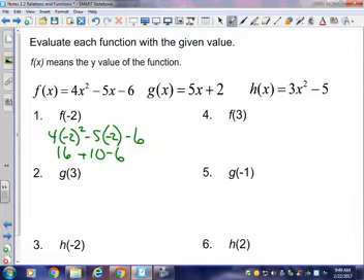So that's 26 minus 6 is 20. So the answer to this question is 20. So when you plug in negative 2, you get out 20. That means that would be the point negative 2, 20 on a graph. Does that make sense?